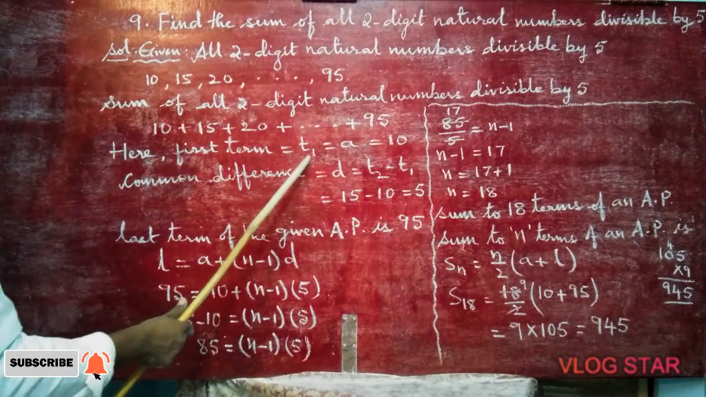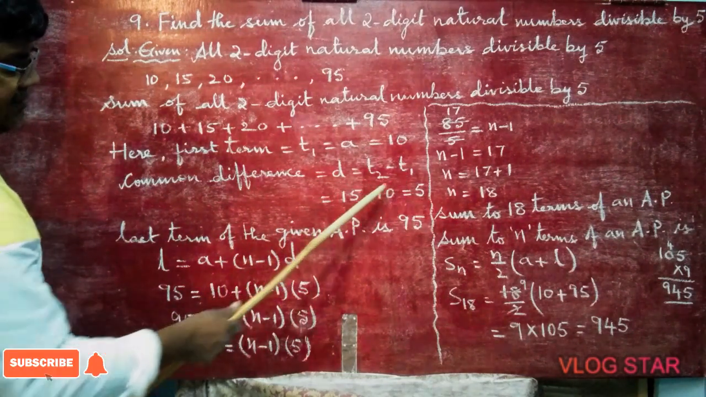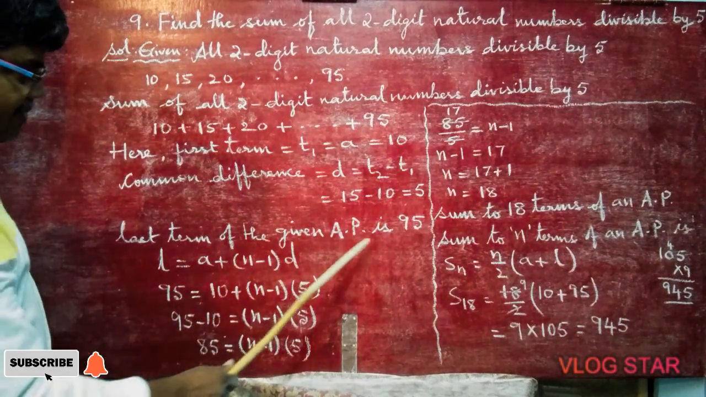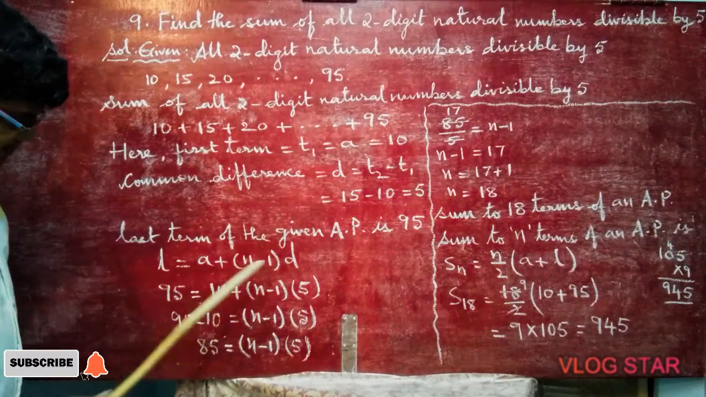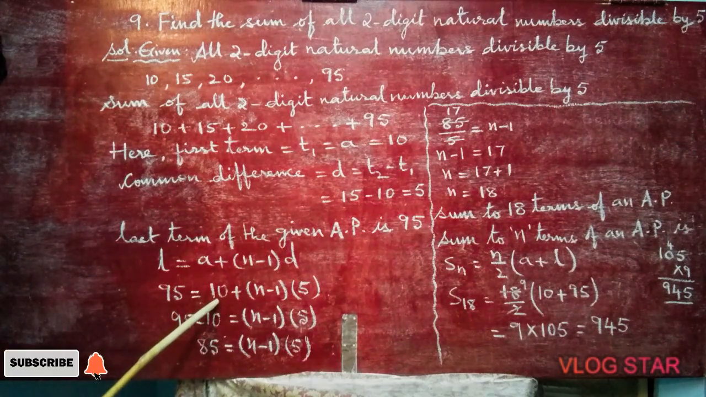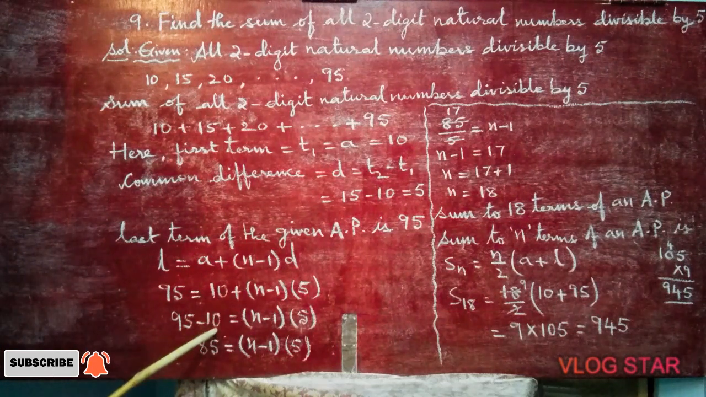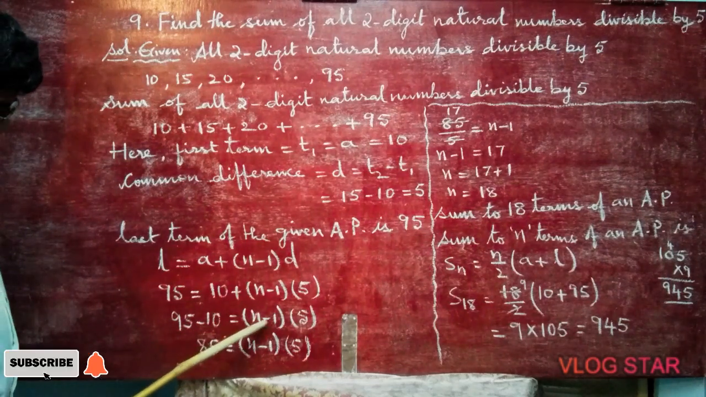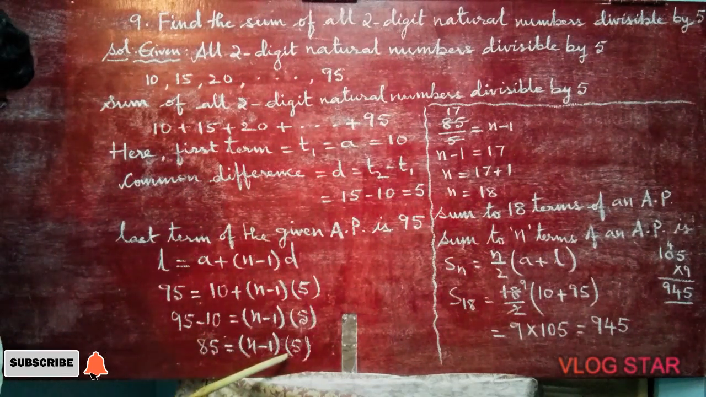Here the first term T1 is equal to A is equal to 10. Common difference D is equal to T2 minus T1. 15 minus 10 is 5. What is the last term of the given AP? 95. L is equal to A plus n minus 1 into D. Last term is 95. A is 10. N minus 1 into the difference we got, common difference 5. Plus 10 bring from right to left, minus 10. 95 minus 10 is equal to n minus 1 into 5. If you subtract 10 from 95, 85 is equal to n minus 1 into 5.